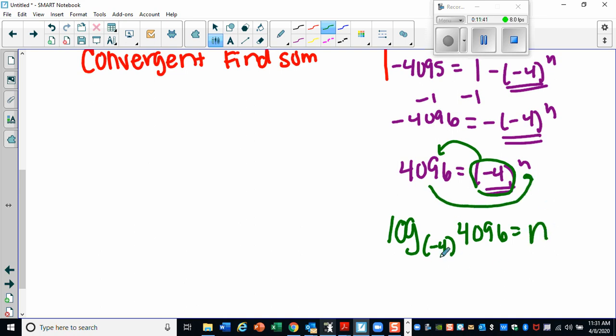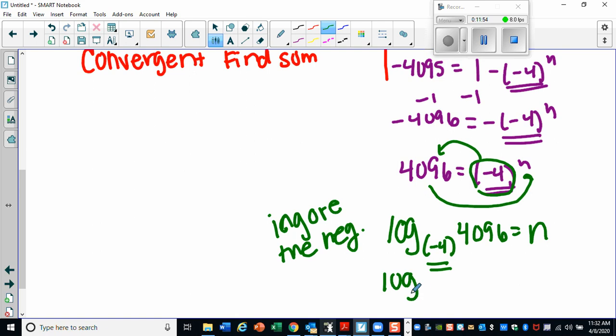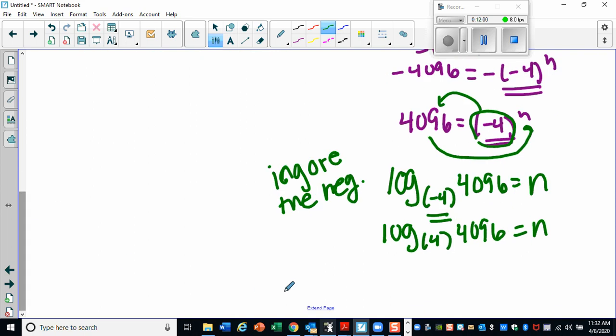Now you might say to yourself, wait a second, there's a negative here. I can't take the log of a negative. In this case, you are going to ignore the negative. Okay, so you're just going to pretend like that doesn't exist, and you're just going to type it in as log base 4 of 4096 equals n. Okay, and as you type that into your graphing calculator, you're just going to get n is equal to 6.